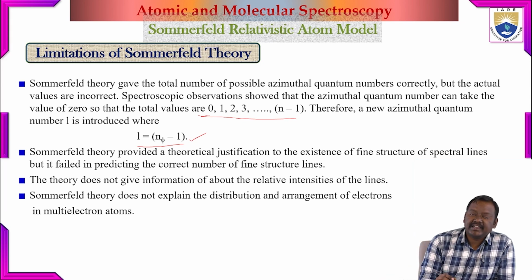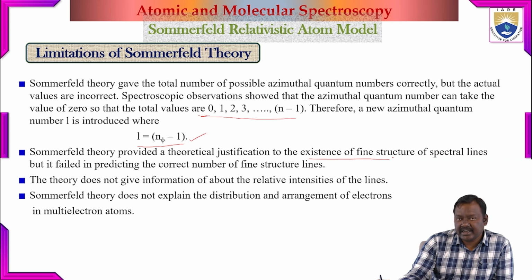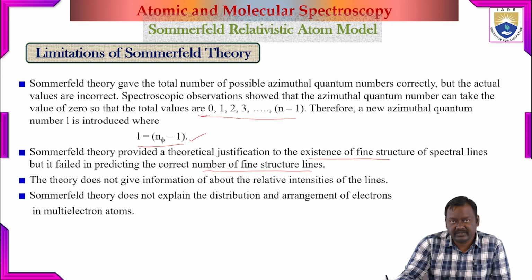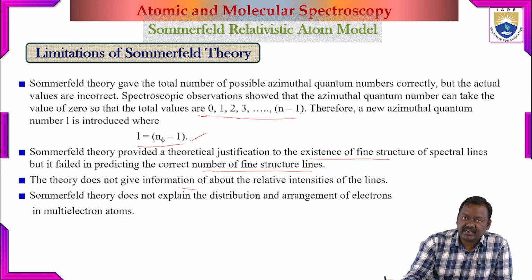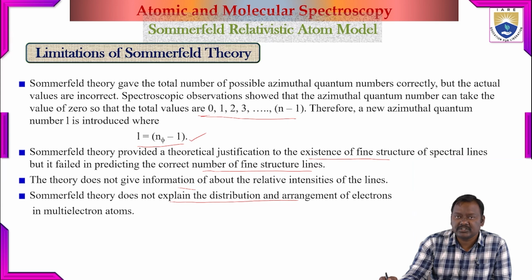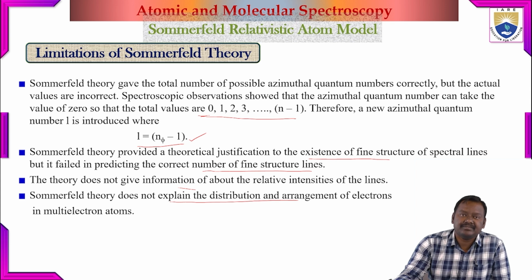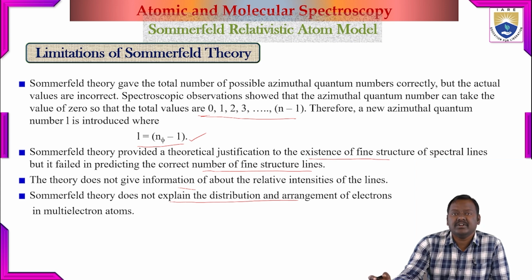So Sommerfeld's theory provided a theoretical justification for the existence of fine structure of spectral lines, but it failed in predicting the correct number of fine structure lines. This theory could not give information about the relative intensities of those spectral lines, how the intensity changes from line to line. And Sommerfeld's theory does not explain the distribution of arrangement of electrons in multi-electron atoms, like Bohr's theory. Bohr's theory could explain only the single electron hydrogen atom or a single electron atom. So here also Sommerfeld's theory could explain only a single electron atom. It also could not explain multi-electron atoms.